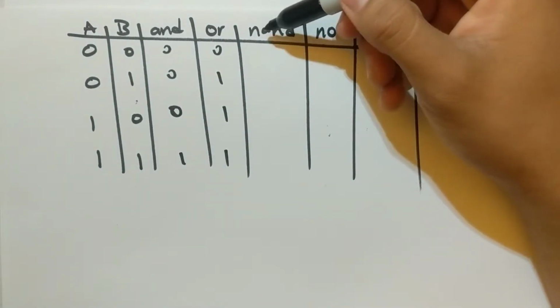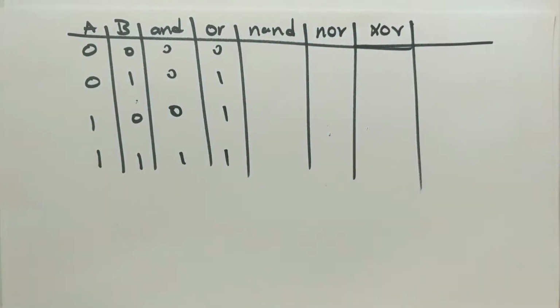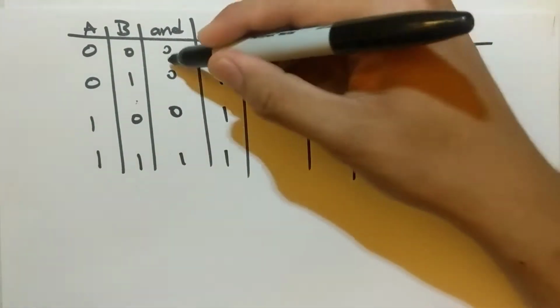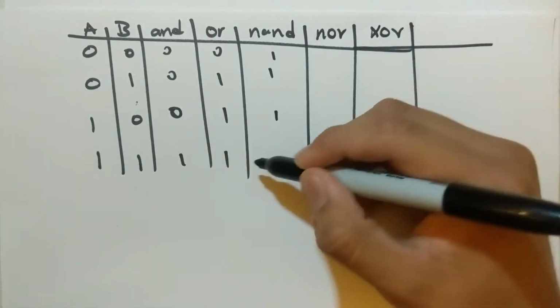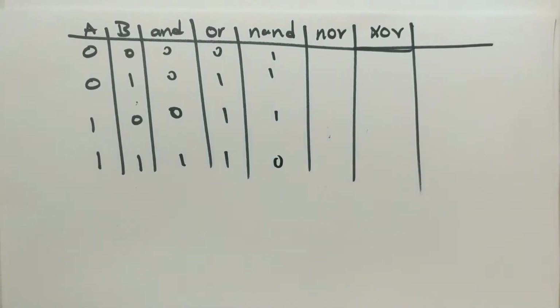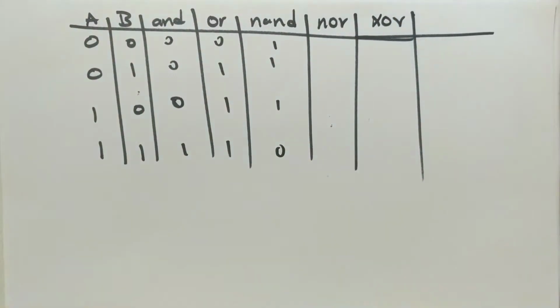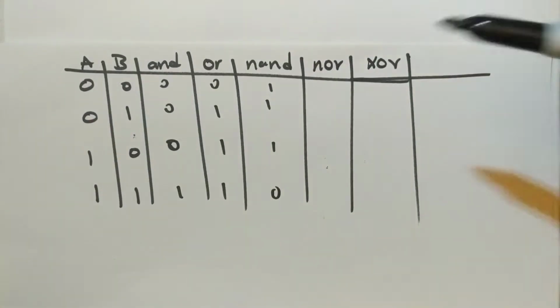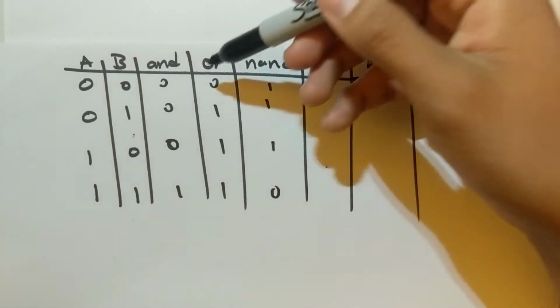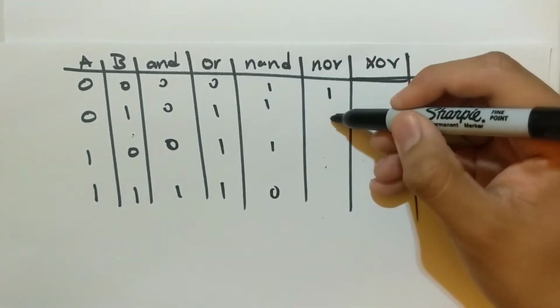What's the truth table of not AND? The way I look at it is just the inverse of AND. So whenever you see a 0, put a 1, and a 1 should be 0. Now what's the truth table for not OR? It's basically the inverse of OR. So whenever you see a 0, put a 1.